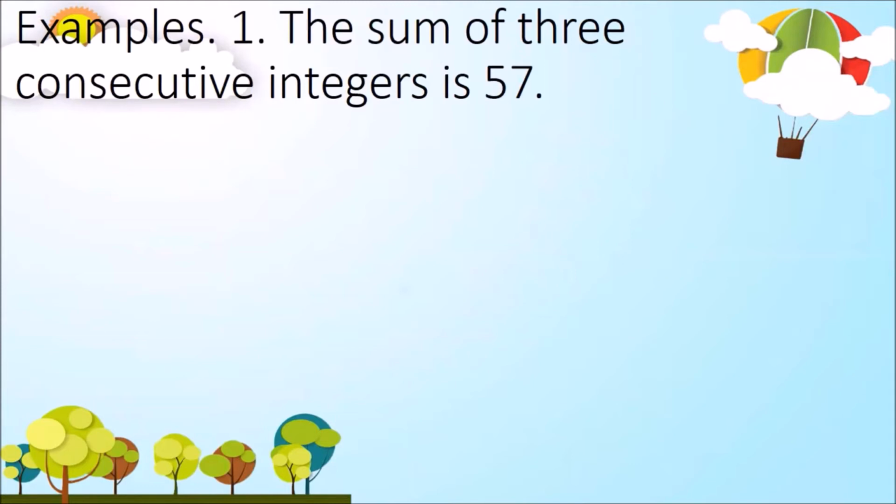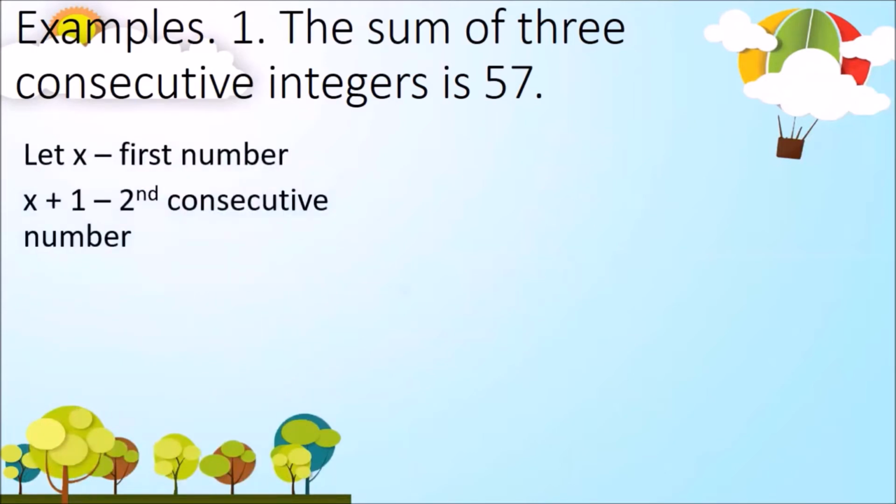If we observe 1, 2, 3, 4, 5, ang difference nila ay 1. So, from this, let us consider x be the first number. X plus 1 is the consecutive numbers dahil isa ang pag-itan para makuha natin ang consecutive. Then, x plus 2 is the third consecutive. Then, we add these 3 and the sum is 57.